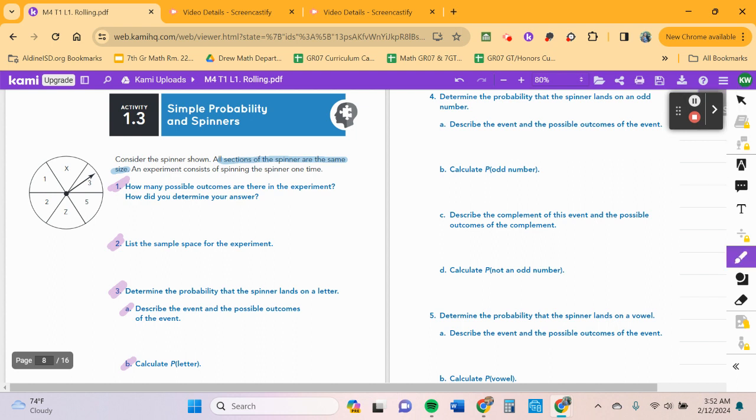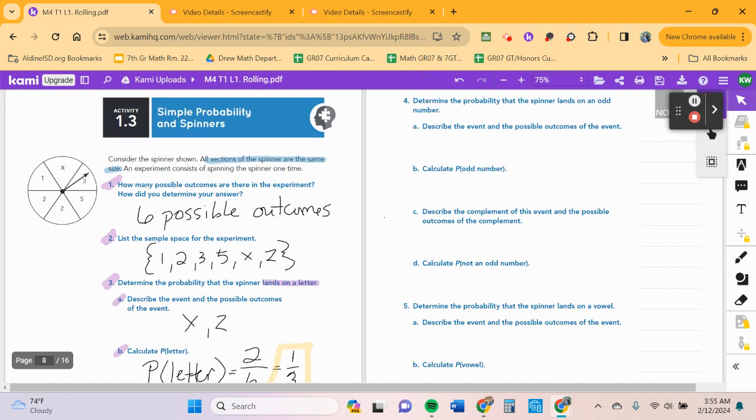Alrighty, now that you've had time to work, let's go ahead and compare answers. Question number one, how many total outcomes are there? There are six because there are six different sections on the spinner. Number two, the sample space is 1, 2, 3, 5, X, Z, and that can be in any order. So if you did 1, 2, Z, 5, 3, X, and you've got all six in there, then it's still correct.